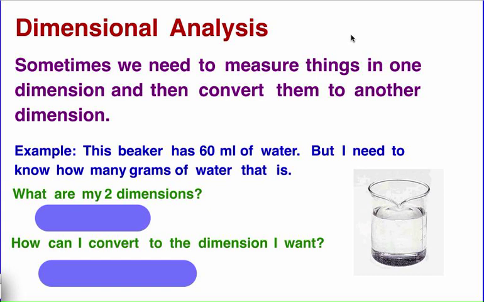Sometimes when we make metric measurements, we can measure things that are in one dimension, but that may not be the dimension that we need. So I have an example. It says this beaker has 60 milliliters of water. But I need to know how many grams of water that is. So I need to know the mass, not the volume.